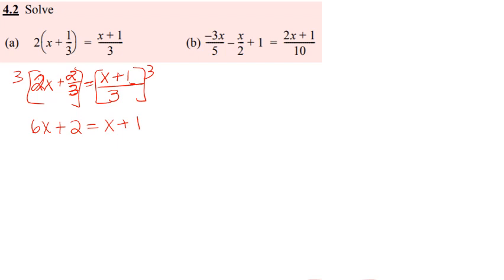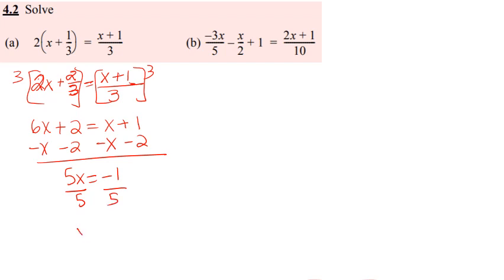I'm not going to put the x plus 1 in parentheses here because there's nothing in front of it, but if you want to, you can. It's just not necessary here like it was in the previous example. So I'm going to subtract x on both sides and then subtract 2. We get 5x is equal to negative 1, and then x will be negative 1/5.